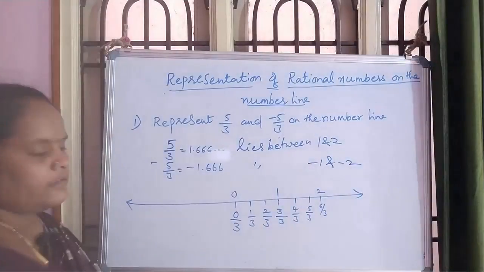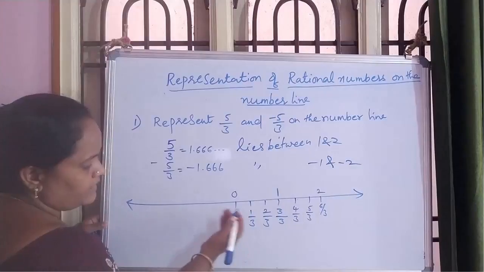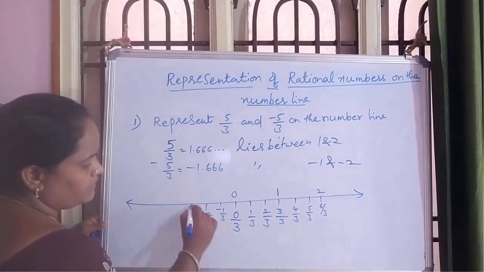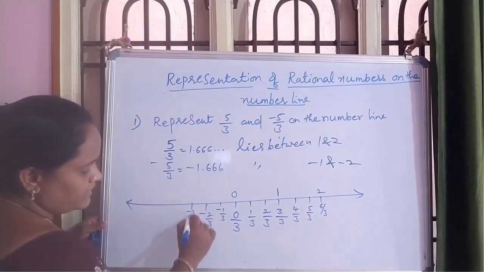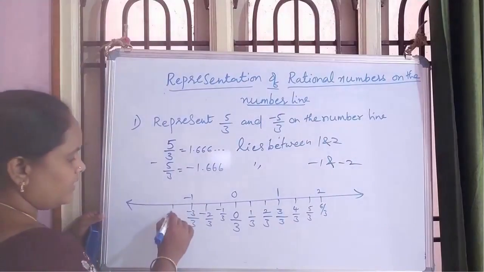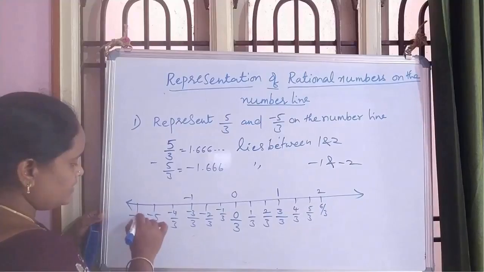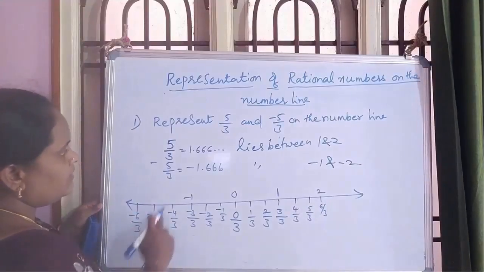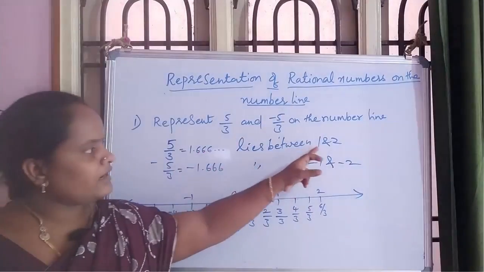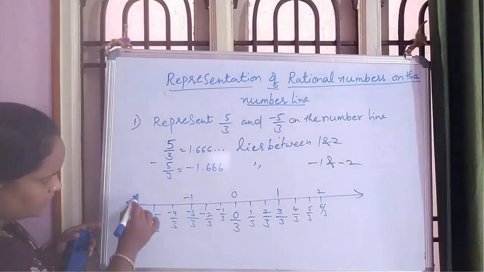In the same way, on the left side of 0, we write 0 by 3. The next number is minus 1 by 3. Next number minus 2 by 3. Minus 3 by 3, and 3 by 3 is 1, so this is minus 1. Minus 4 by 3. Minus 5 by 3. Minus 6 by 3. So here 5 by 3 and minus 5 by 3 lie between 1 and 2 and minus 1 and minus 2. Minus 6 by 3 means minus 2.